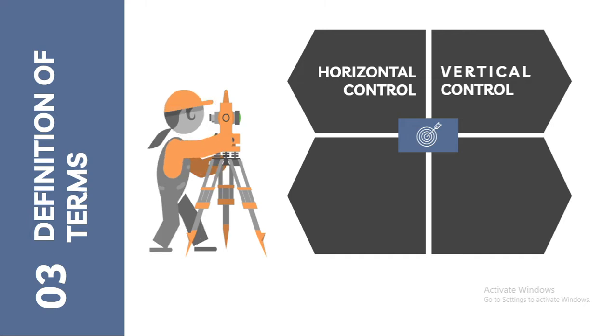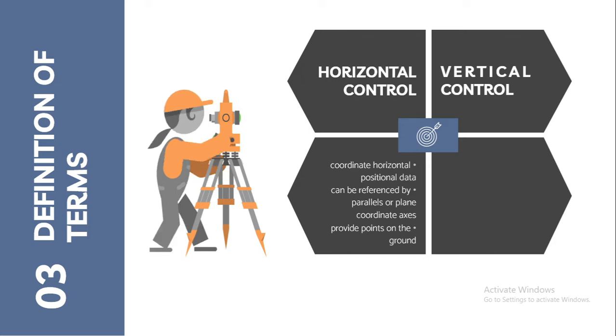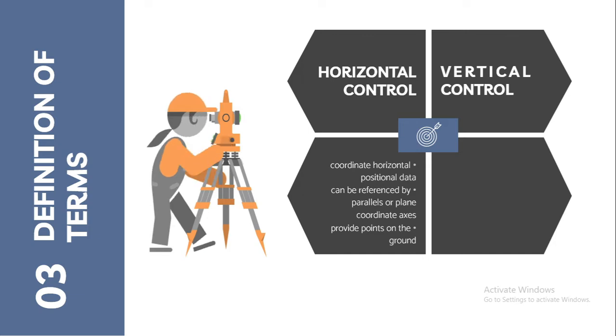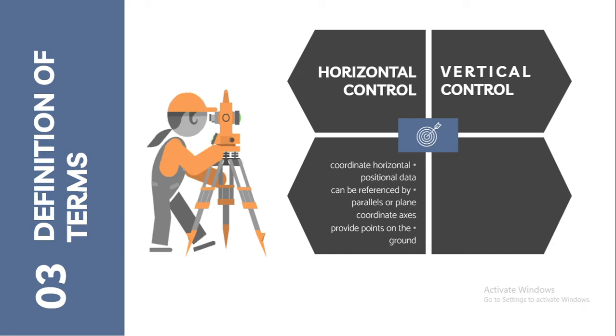Horizontal control. Horizontal control surveys coordinate horizontal positional data. These positions can be referenced by parallels or plane coordinate axes. These surveys provide a network of monuments or points on the ground that can be used as a control for any other surveying project, such as a boundary or construction survey.